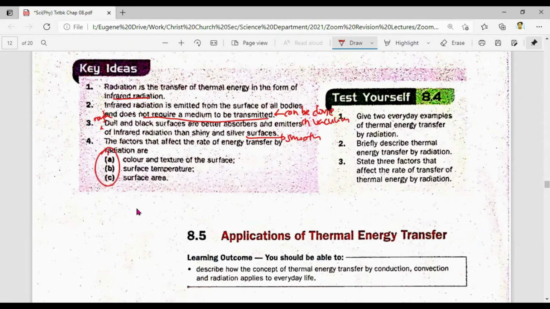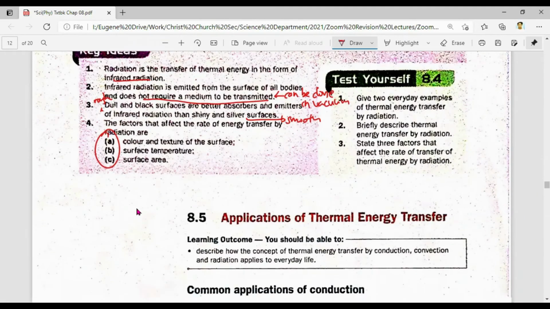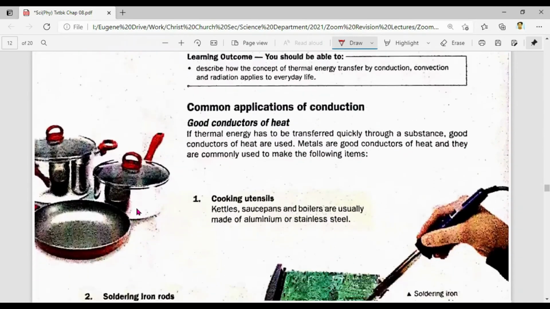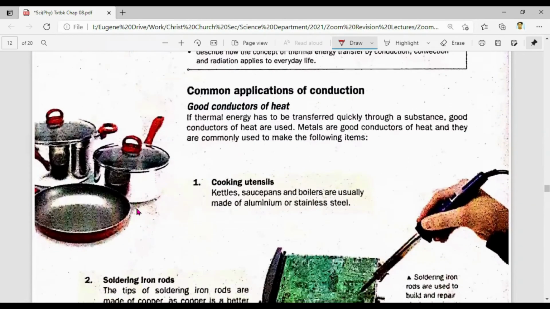Now, we have gone through conduction, convection, and radiation. Now we're going to look at the application, because you know that in the exams and tests, it's not going to be so simple as just asking you to describe radiation, convection, and so on. They like to show you an experiment, then ask you questions to apply your knowledge of conduction, convection, and radiation. So this is where the examples come in very handy. Good conductors of heat, poor conductors of heat: you will be able to use them both in daily life.